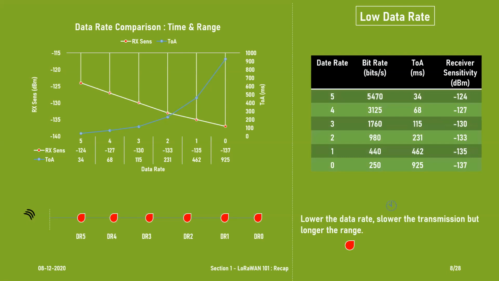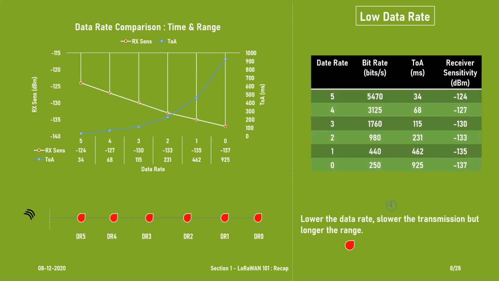So the different modes of operation, that is data rate 5, 4, 3, 2, 1, 0. This is the bits per second that they offer us. Then how much time it takes to transmit the 10 bytes of payload was tabulated here. And the receiver sensitivity of different modes of operation was also tabulated.